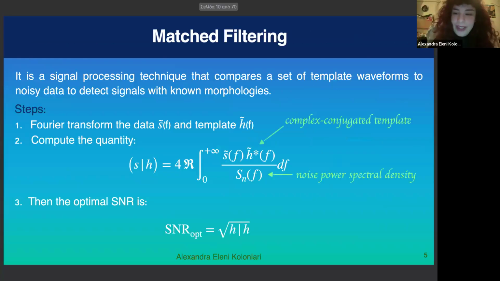But let's dive a little more into what matched filtering is. Matched filtering is a signal processing technique that compares a set of template waveforms, or as is usually called, a template bank, to noisy data to detect signals with known morphologies. The basic steps are the following. We perform a Fourier transformation of the data and the template, and then we compute this quantity here, in which h tilde star corresponds to the complex conjugated template, and Sn corresponds to the noise power spectral density. Then we can finally compute the optimal SNR using this specific formula here. However, even though that sounds simple, and it actually is simple, we need to do that millions of times because we have millions of templates in a template bank.